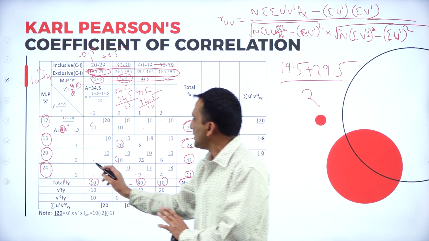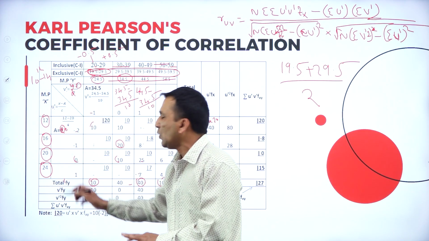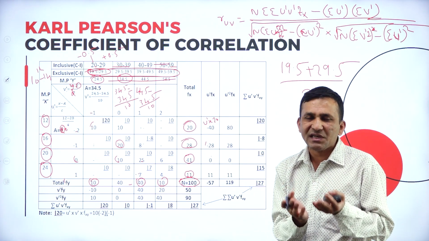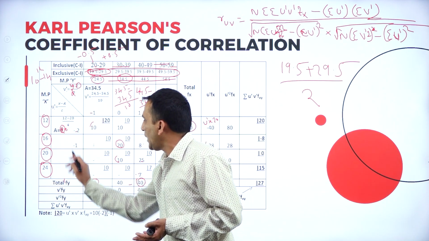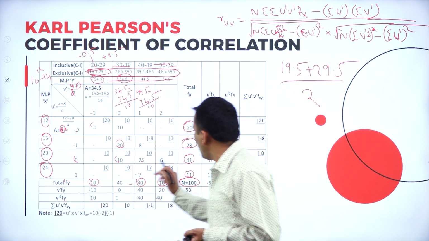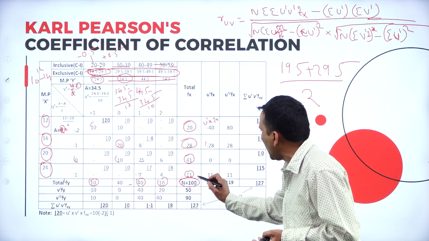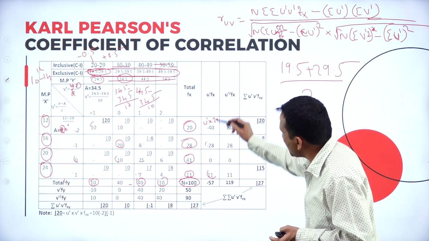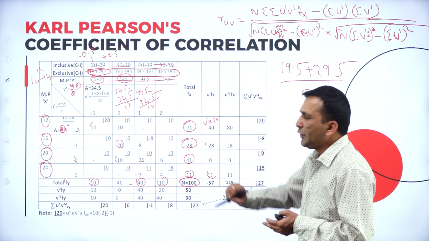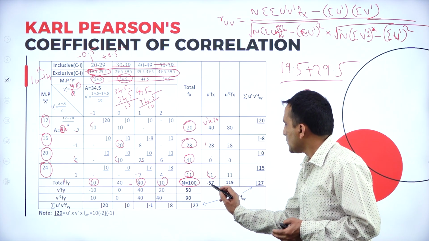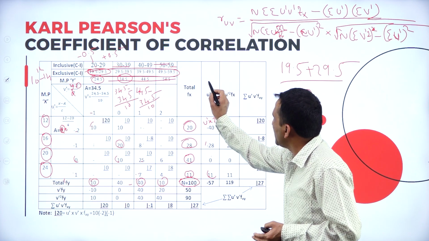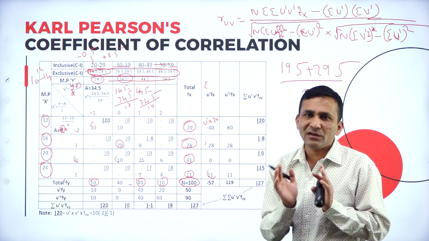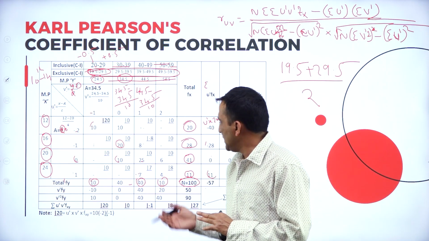Next U dash value 0. If you multiply any value by 0, you always get 0. Now the next U dash value 1. 1 into the respective frequency, what we got? 11. So 11 we are getting. Now take the total for the U dash value, which is nothing but sigma F U dash, whatever the formula is. So easily you can do.